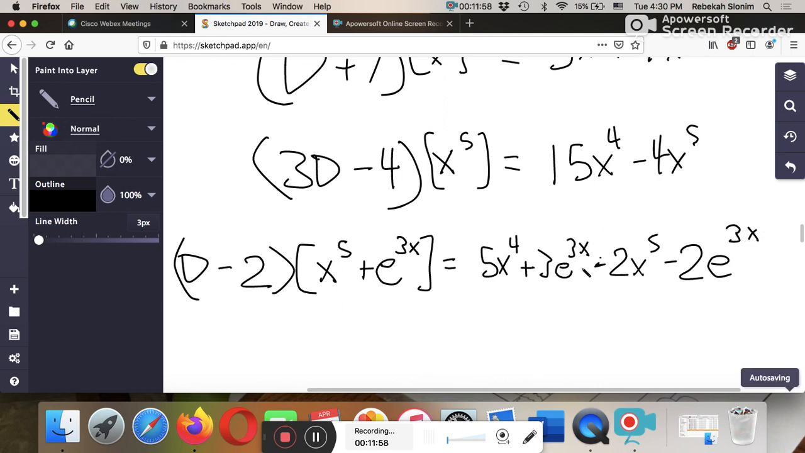Okay, and so that would end up giving us our 3e to the 3x and our 2e to the 3x. We could combine those terms if we wanted to. I won't maybe do that right now.